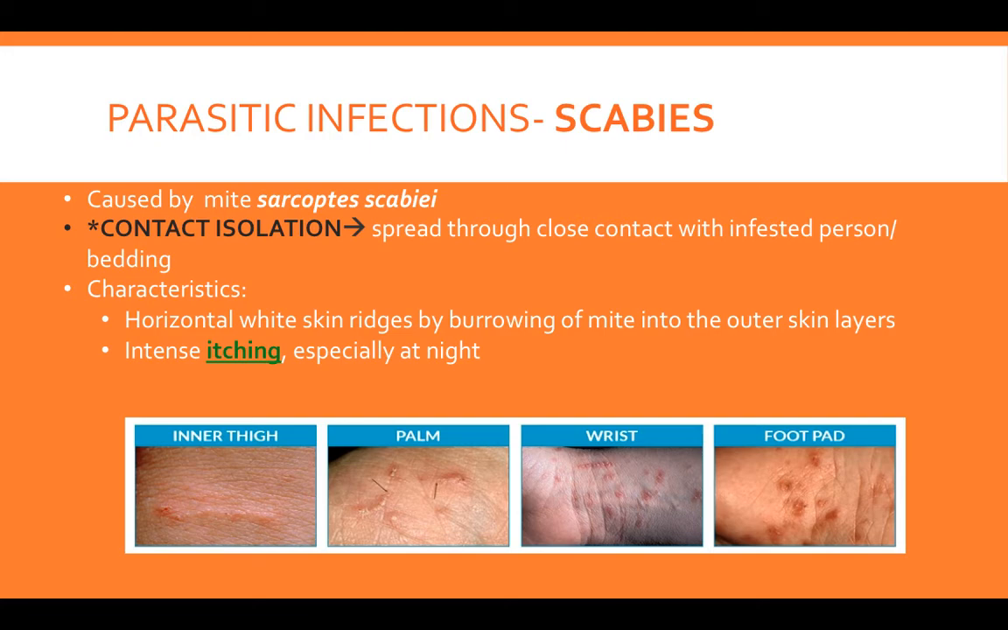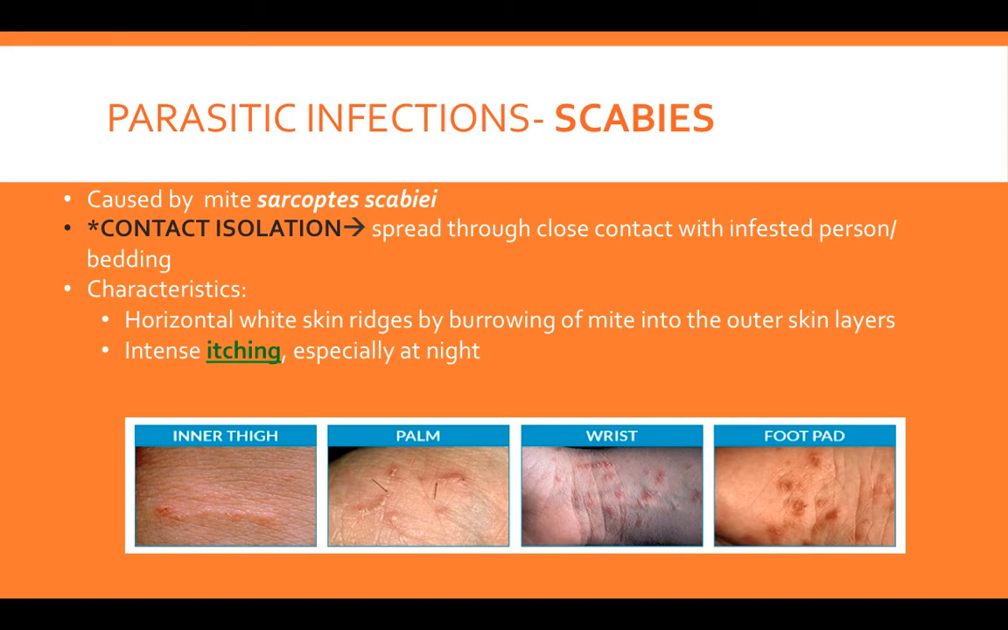Scabies is another parasitic infection that's caused by the Sarcoptes scabiei mites. They burrow under the skin and actually leave track marks. You'll see in these pictures kind of horizontal white skin ridges caused by the burrowing of the mite into the outer skin layers. Especially at night, it can cause severe itching.